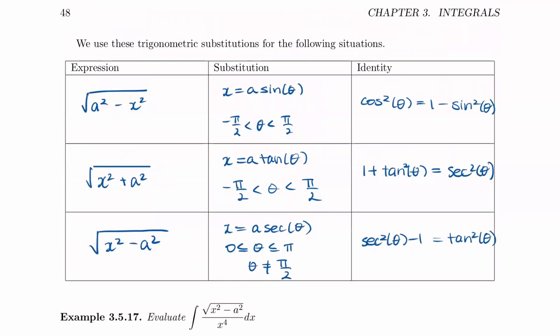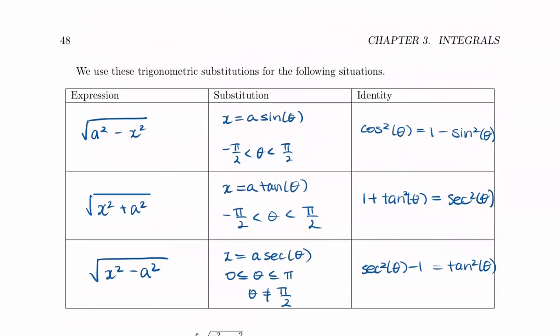Okay, so I'll try to give an example of these. If I draw a right angle triangle for the first one, the opposite is x, the hypotenuse is a, and this is our theta. Then the adjacent is the square root of a squared minus x squared. So our substitution is x equals a sine theta, which also means dx is a cos theta d theta.